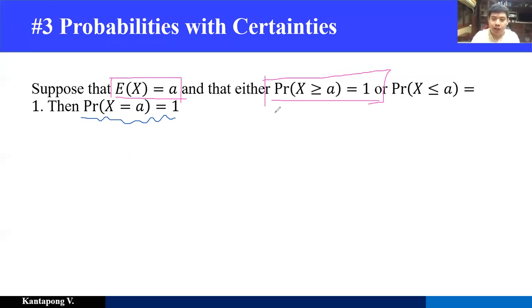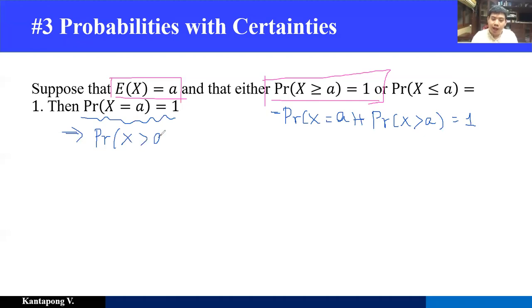The probability of X equal to a, plus the probability that X is greater than a, is equal to 1. If this is equal to 1, what does it mean? It means that the probability that X is greater than a is going to be 0, right?